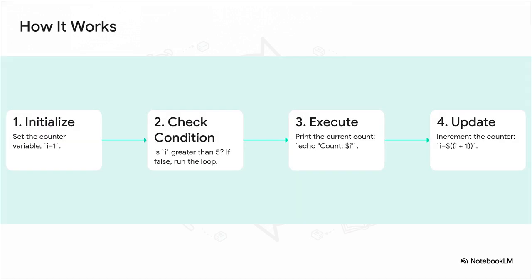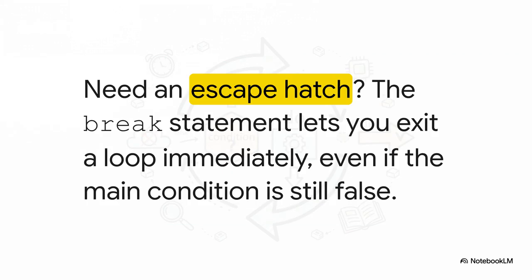Okay, here's the play-by-play. First up, we create a variable, our counter i, and set it to 1. Then the loop asks the big question: is i greater than 5? Well, 1 is not greater than 5, so the condition is false, and the loop runs. It prints count 1, and then bumps i up by 1. This whole cycle repeats until i eventually becomes 6. At that moment, the condition, is 6 greater than 5, becomes true, and bam, the loop terminates. Job done.